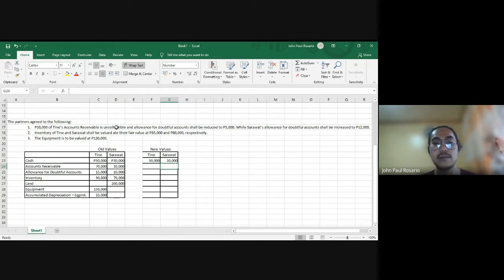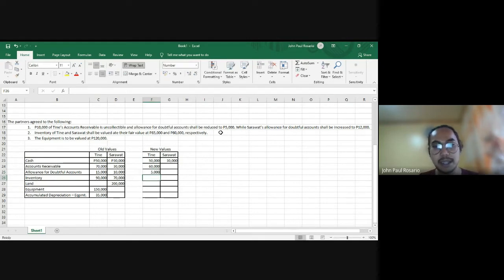But once the term used is uncollectible, you will write it off by reducing the amount of your accounts receivable. So 10,000 of the accounts receivable is uncollectible. Meaning our new gross amount of accounts receivable is 70,000, and then we less 10,000 uncollectible. So our new gross accounts receivable is 60,000, and the allowance for doubtful accounts shall be reduced to 5,000.